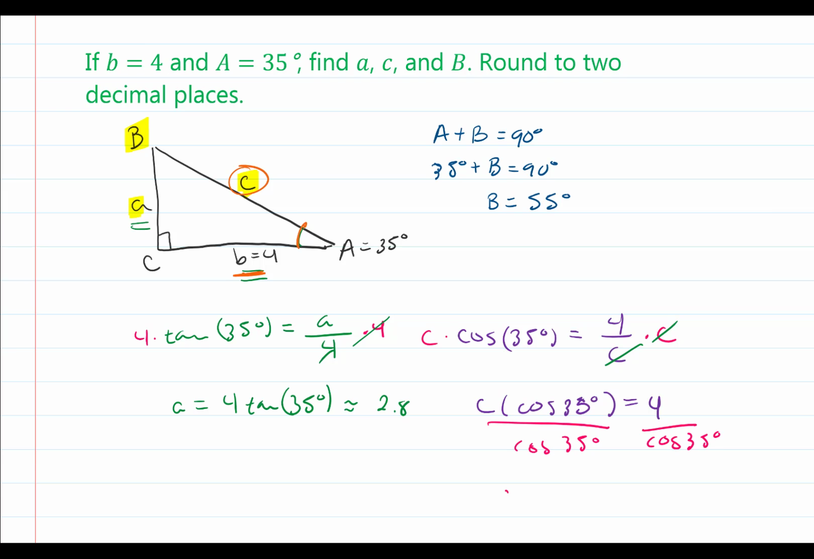And so C is exactly 4 over the cosine of 35 degrees. But again, we're going to go ahead and use our calculator to approximate the value of C rounded to 2 decimal places. And what I find is that C is approximately 4.88.